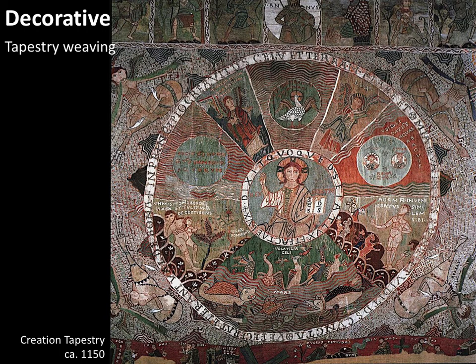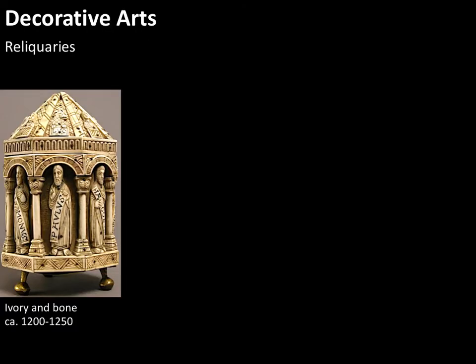And there's one more form of decorative arts that I want to show you, reliquaries. Now, we're still talking about a time when people wanted to be near the relics of the people who were very close to Jesus. So here we have an example of a reliquary made out of ivory and bone. This has images of 8 of the apostles going around the entire box.